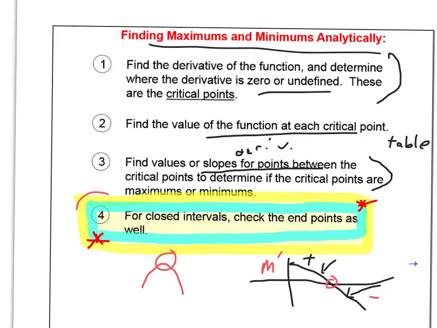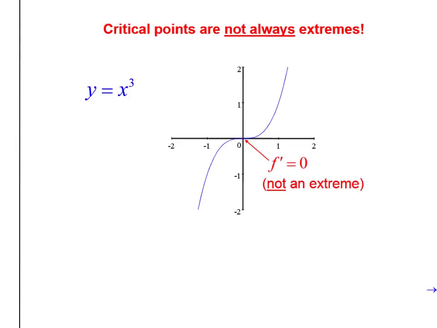And then comes number 4. On closed intervals, check the endpoints by using a table. That is key. The most often forgotten thing is to consider endpoints. Look at the board next to my door. Number 2, check endpoints.